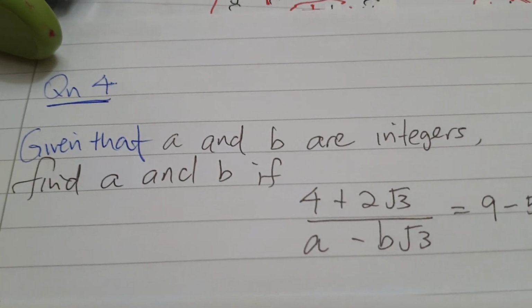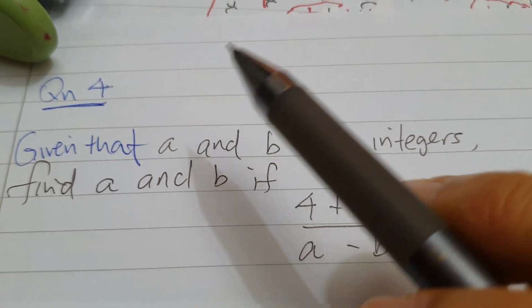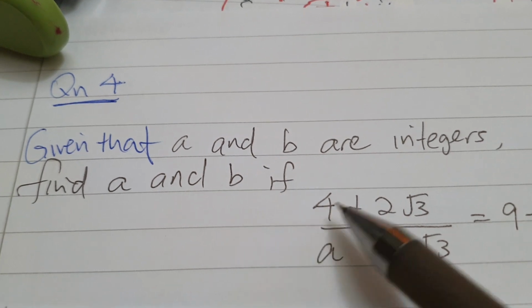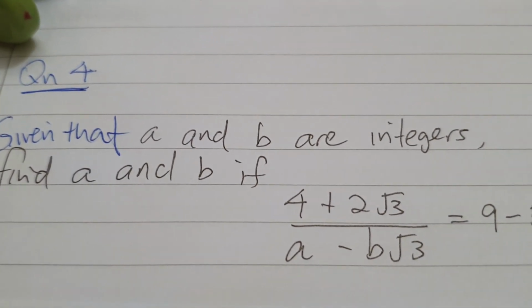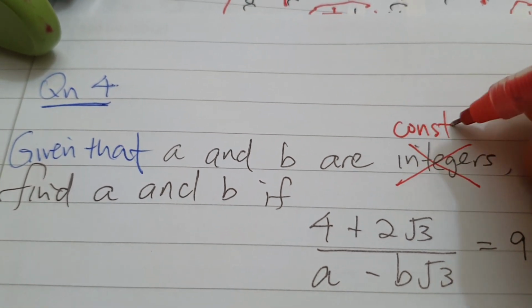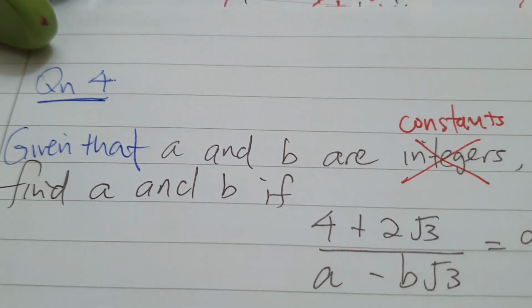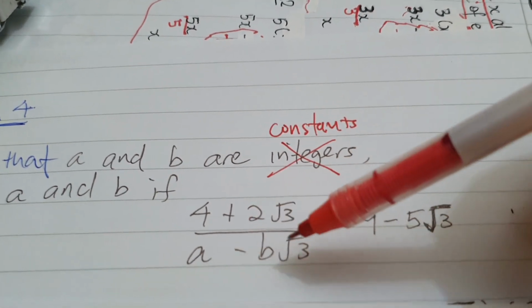This is question 4 from a revision worksheet I gave some time ago, on Surds. We are given that A and B are integers. Find the value of A and B if this is true. Sorry, I worked it out already, and A and B are not integers, they are just constants, because later you will not be able to get an integer for B, I think. So you are given this and you're asked to find the unknowns A and B.